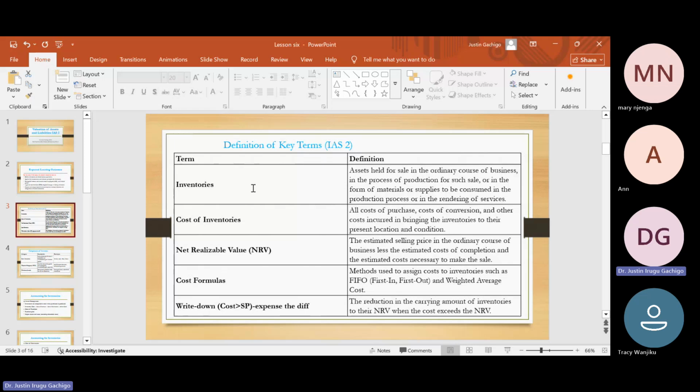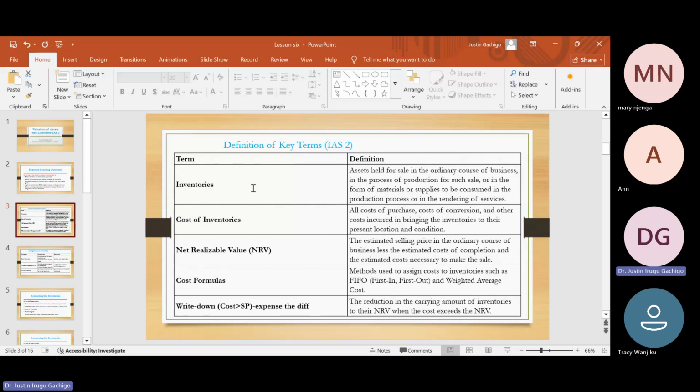Then we have the cost formulas. As per IAS number 2, there are two formulas which are recognized, which is first in, first out, and then the weighted average cost. Of course, there are other methods for valuation of assets, like the LIFO, last in, first out, and others. But the ones which are recommended by the International Financial Reporting Standards are these two.